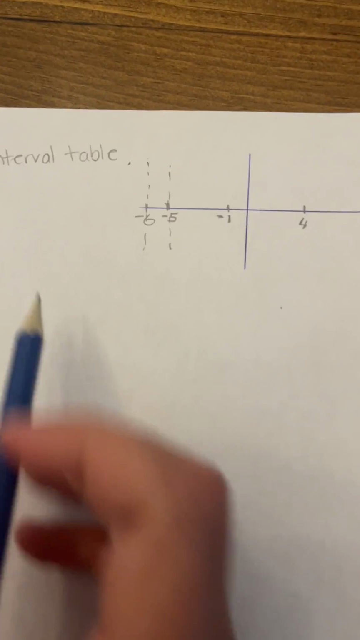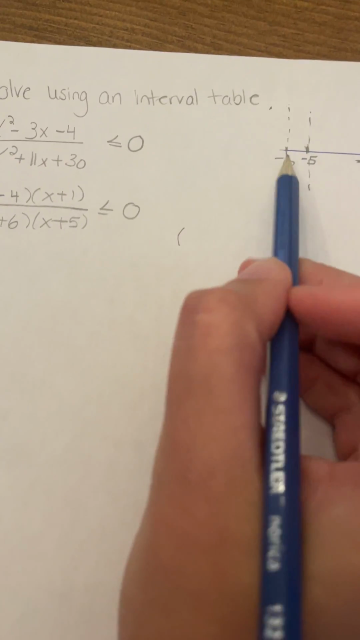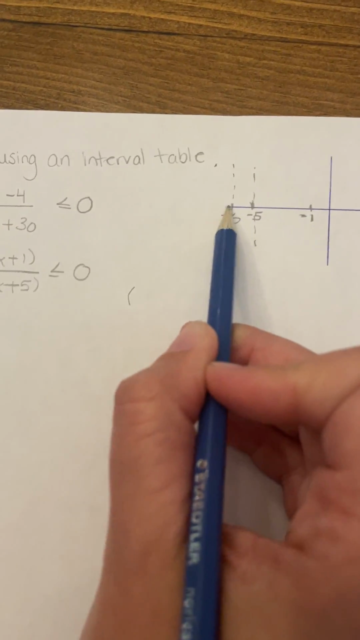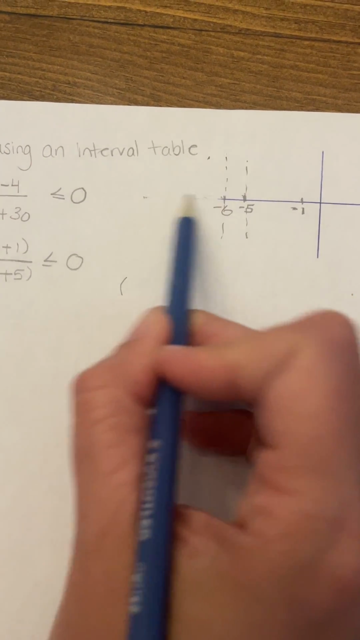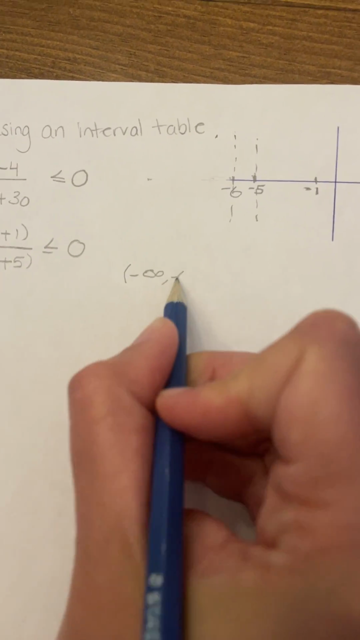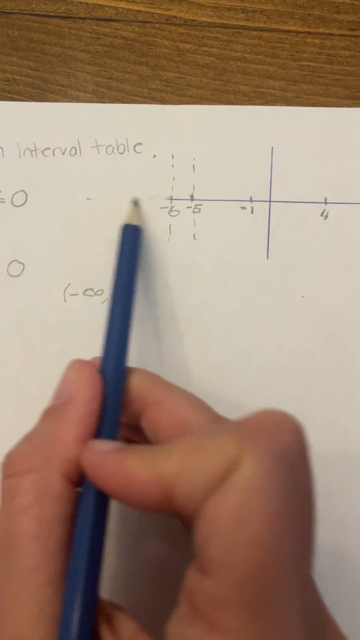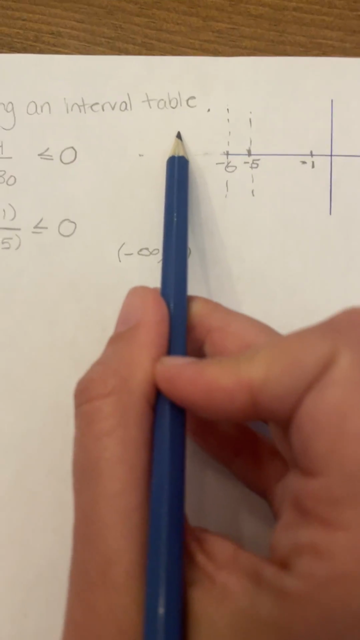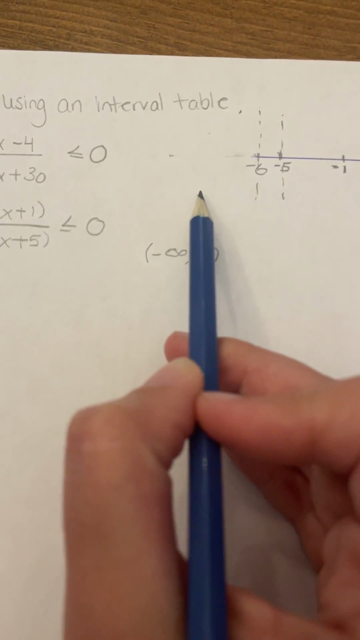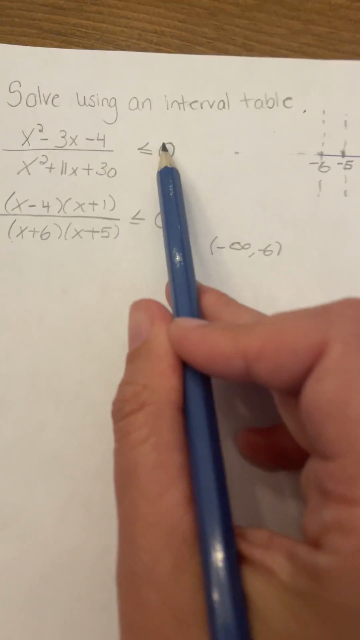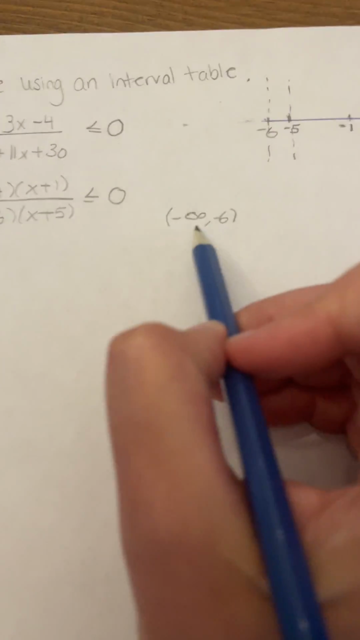I'm going to make these into intervals. So on the far left, I have a -6. So one of the intervals is going to be -infinity to -6. I want to know, from -infinity to -6, if the function is going to be above the line, greater than 0, or below the line, less than 0. Remember, if I look at my inequality here, I'm looking for when it's less than 0. So that's my first interval.